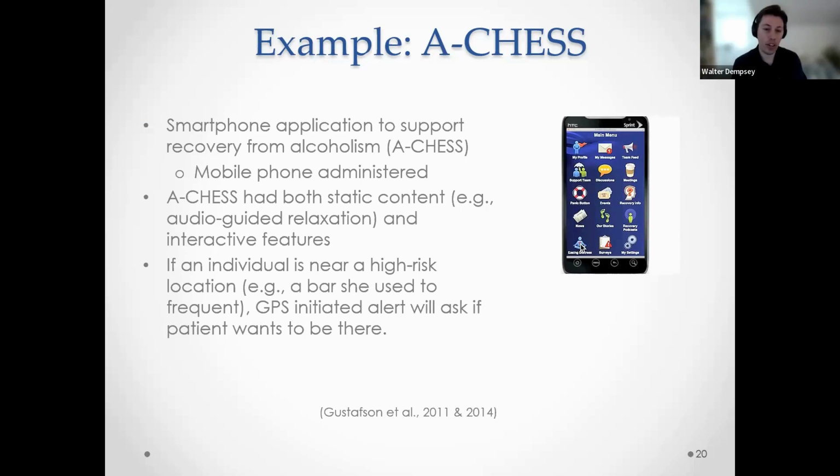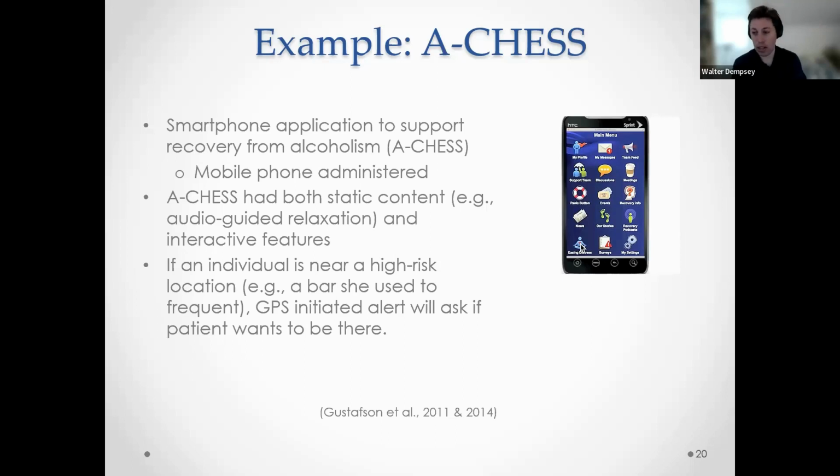The system is called HS. It's a smartphone application to support recovery from alcoholism. So HS is one study that used this system. Another one was a recovery support services study run by, I forgot that, I'll remember the name in a second. So this is a common design for this particular population. It has both static content, so it has relaxation, audio guided relaxation videos, interactive features. The one I'm going to talk about in terms of a JEDI is a particular GPS triggered system.